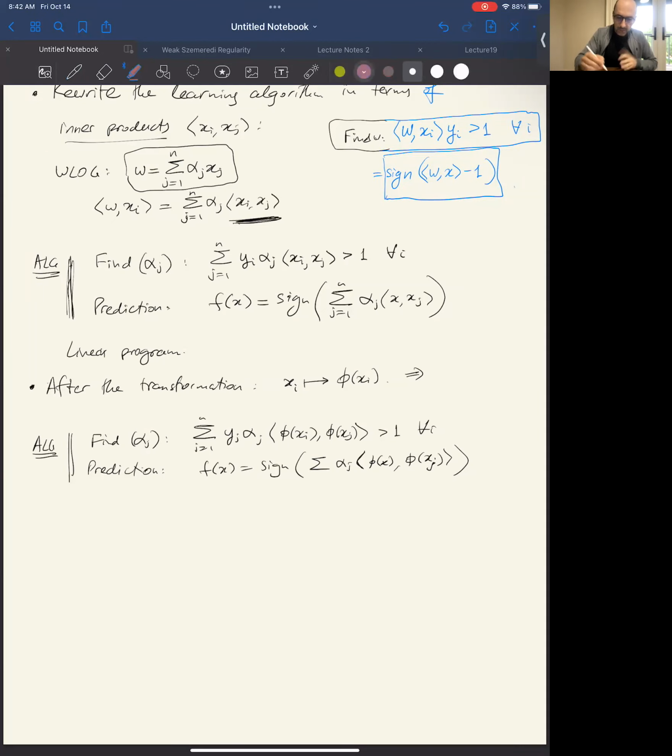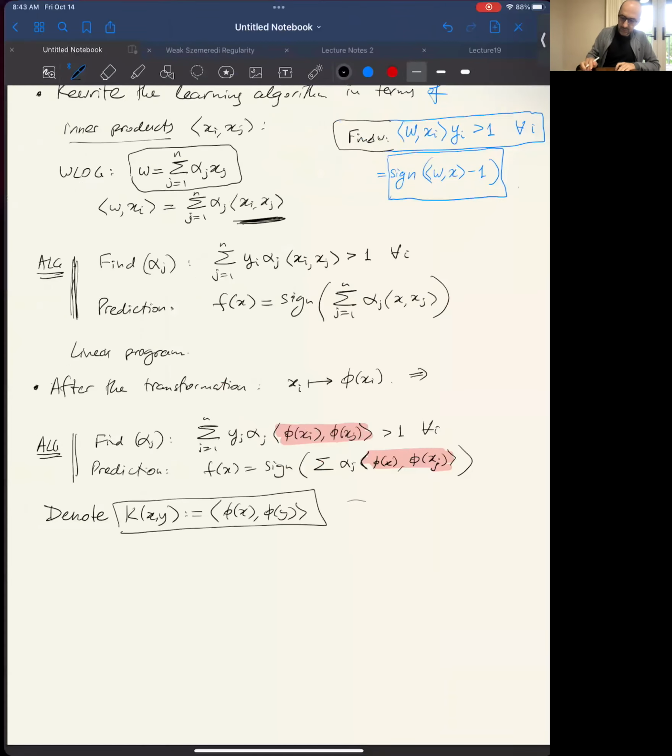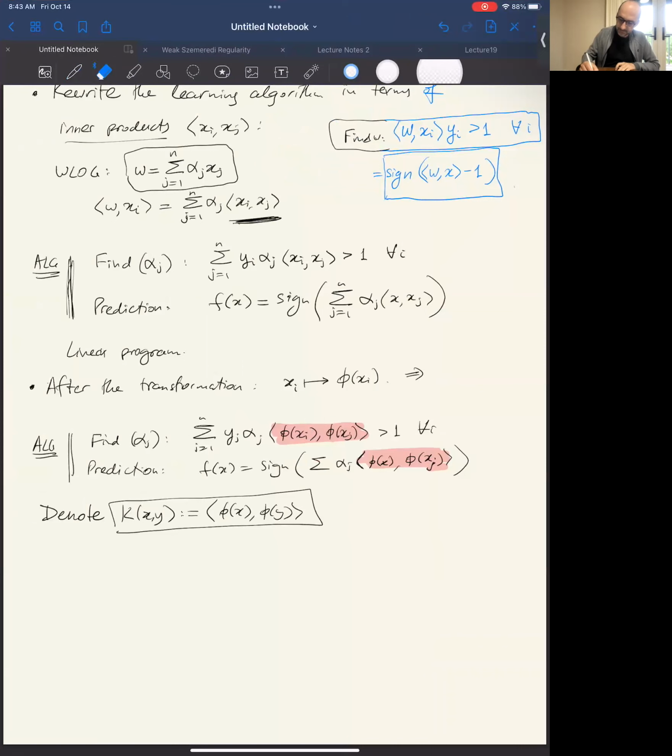And now the crucial point. The crucial point is that now the algorithm depends only on the inner product between phi of x and phi of y. And instead of choosing the map phi, we could choose the good inner product. So let's denote k of x, y, this inner product phi of x, phi of y. This is called the kernel, a kernel.